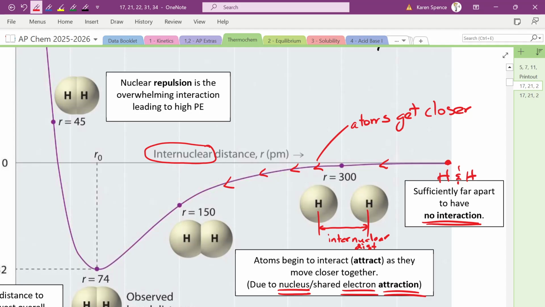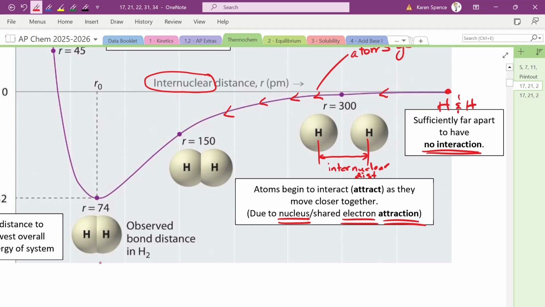And right now, the nuclei are not close enough to each other, the positive and the positive, to outweigh that. Okay? Now, at some point, they get close and they start to almost form a bond, and then we get the observed bond distance in H2. So if you have a graph like this, you can read off the graph, you can say this distance right here, that right there is the bond length.